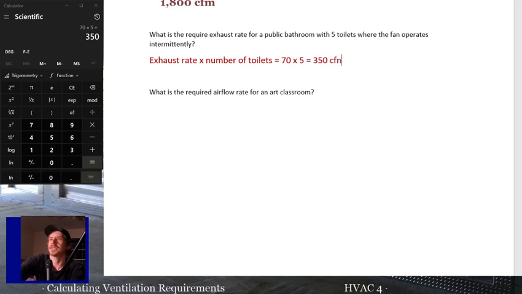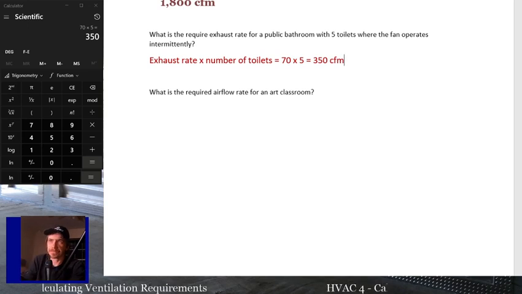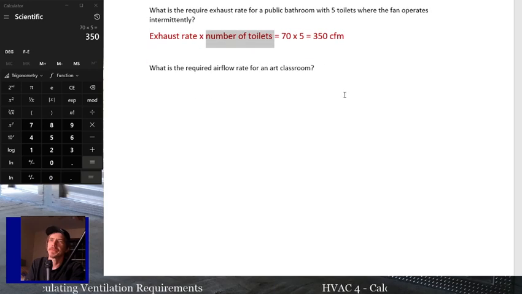So we'll have to size our ventilation fan and our duct for a bathroom with 5 toilets that operates intermittently, so it can do 350 CFM. Done. That's how we do bathrooms. Bathrooms are pretty simple, and it's just the exhaust rate times the number of toilets for bathrooms.